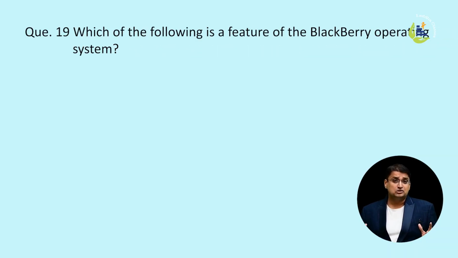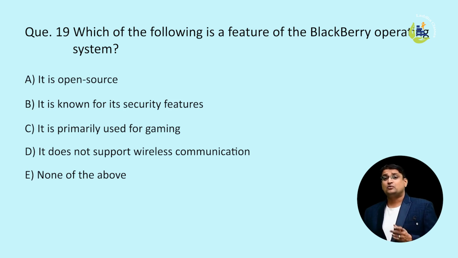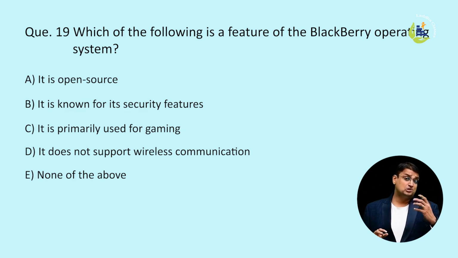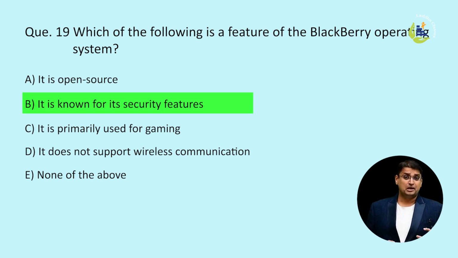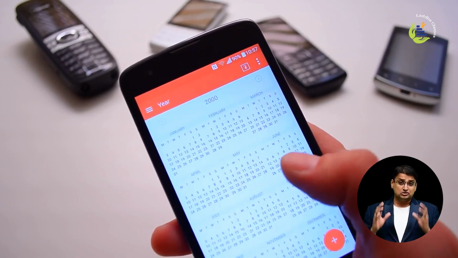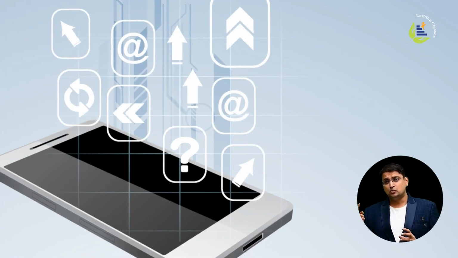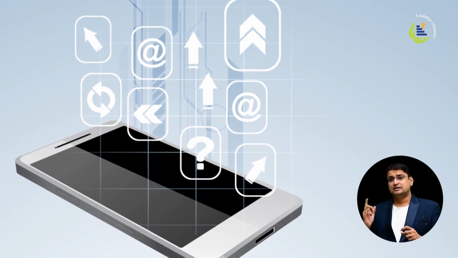Question 19. Which of the following is a feature of the BlackBerry operating system? Options are it is open source. It is known for its security features. It is primarily used for gaming. It does not support wireless communication. None of the above. Correct answer option is B. It is known for its security features. Because BlackBerry OS is known for its strong security features, particularly for encrypted communications and secure data management, which made it popular among businesses and governments.